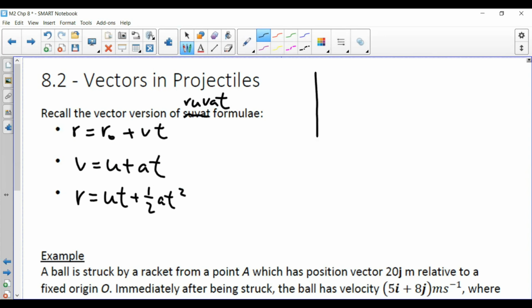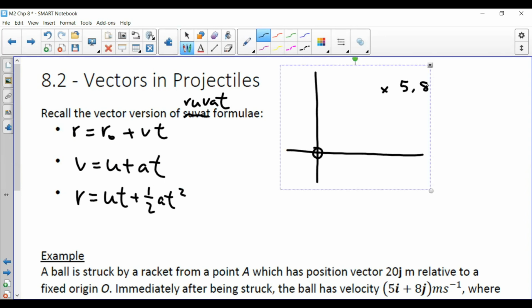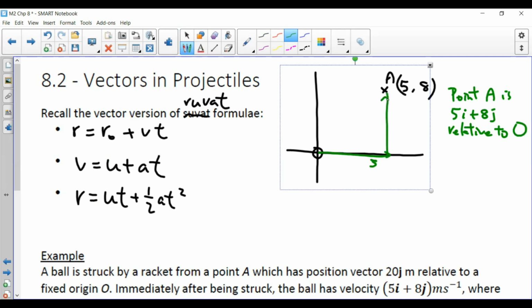So think about this. On a coordinate axis, we know that point is the origin O. Let's say this point is 5, 8. So this point, let's call it A. Point A is 5i plus 8j relative to O, because we only do 5i plus 8j when you start counting from O, right? So 5 to the right and 8 upwards.